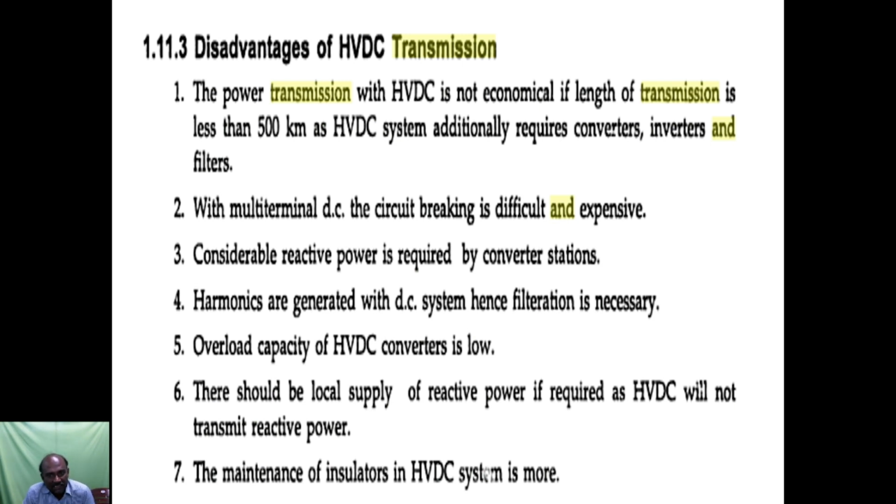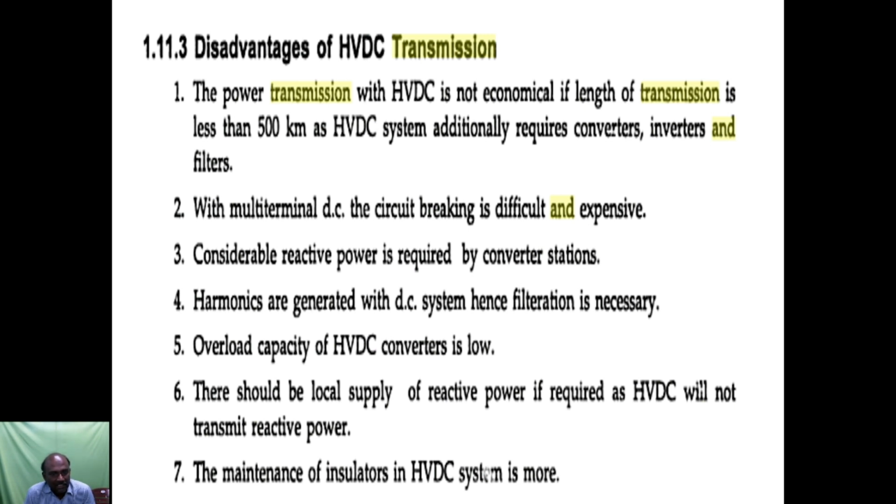The power transfer with the HVDC is not economical if the length of transfer is less than 500 kilometers. The only advantage of HVDC distance-wise is above 500 kilometers. Above 500 kilometers only do we have an economical situation. But below 500 kilometers, AC is the only economical option. Actually, the DC system is economical only after 500 kilometers of line length.